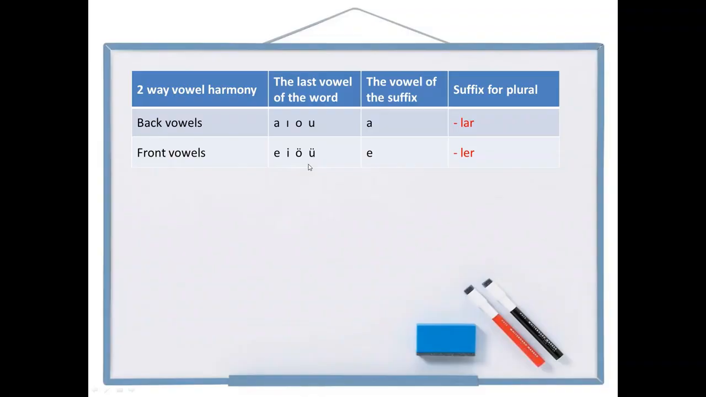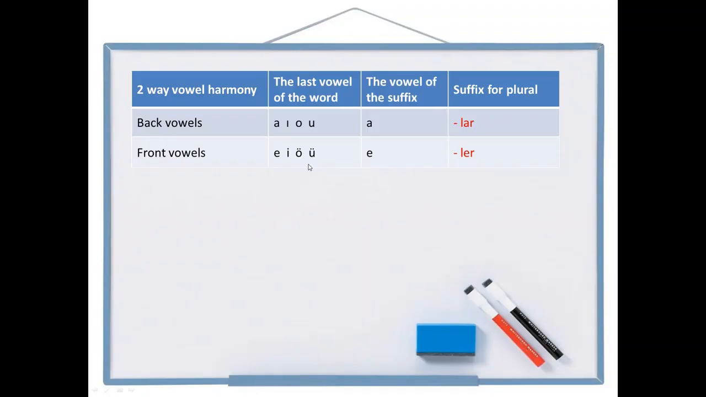Let's try together. A, I, O, U with the back part of our mouth. And E, İ, Ö, Ü. Especially Ö and Ü, you can see that you produce it with the front part of the mouth. Okay, so what is two-way vowel harmony?